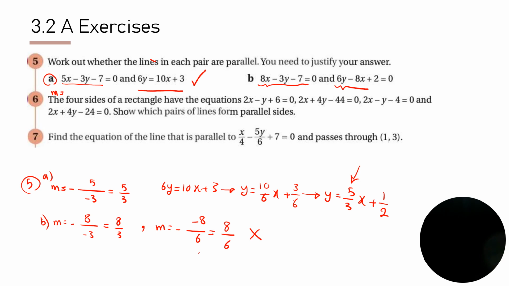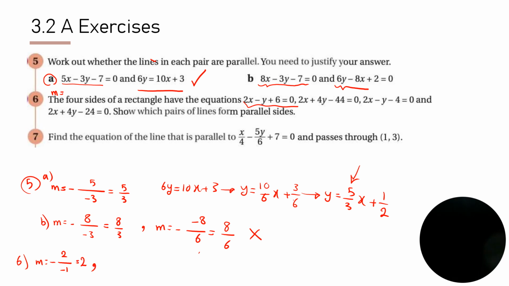Question 6. The equations of the four sides of a rectangle are given. Show which pair of lines are parallel. Okay, we have to find the gradient of each line. For example, for the first line, we use the formula m equals negative coefficient of x over coefficient of y. 2 over negative 1, which makes it 2.